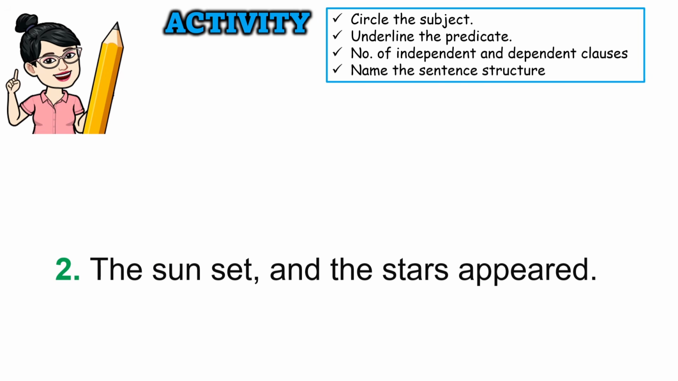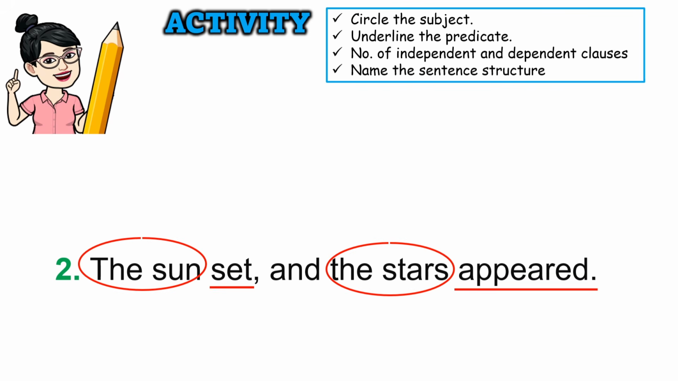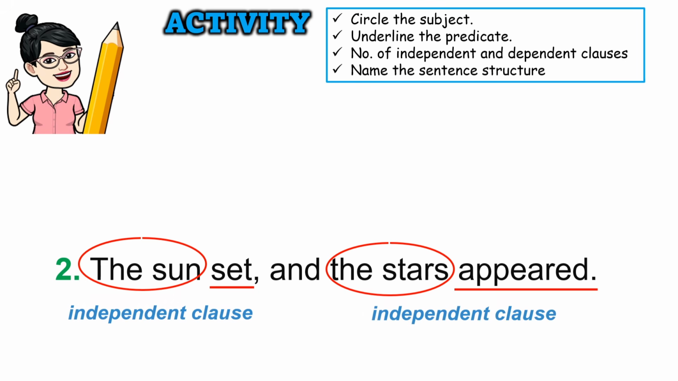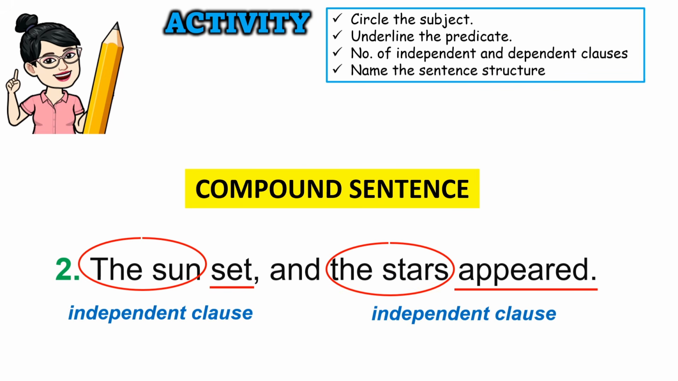2. The sun set and the stars appeared. Subjects, the sun, the stars. Predicate, set, appeared. Consists of two independent clauses. The sentence structure is a compound sentence.